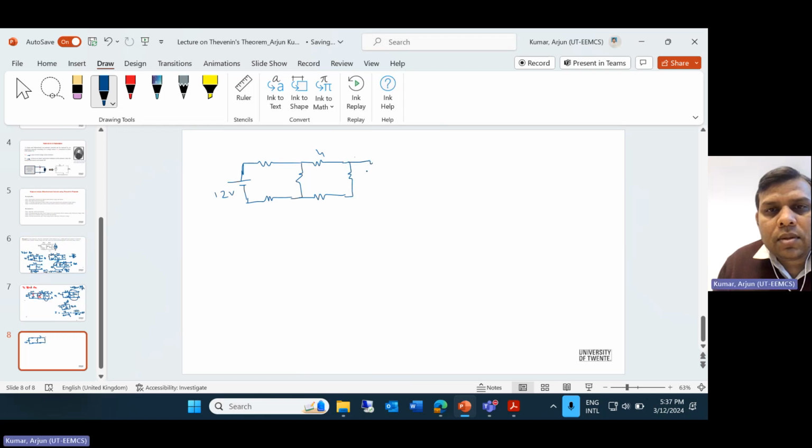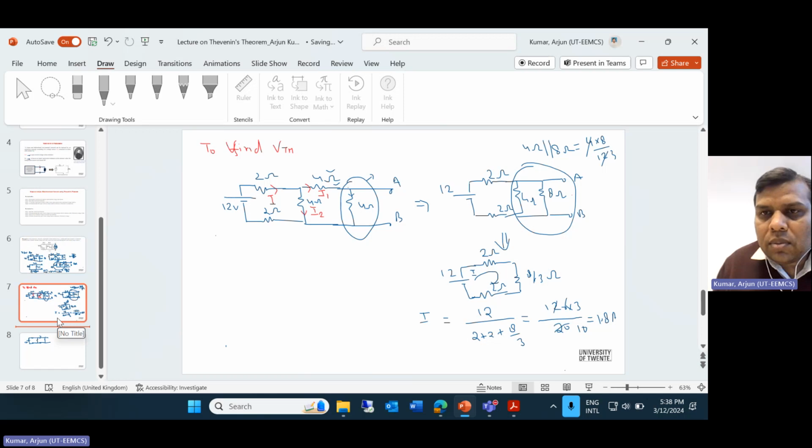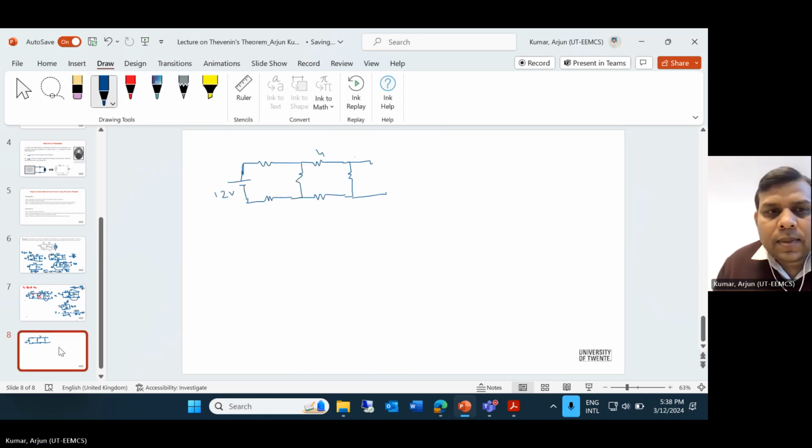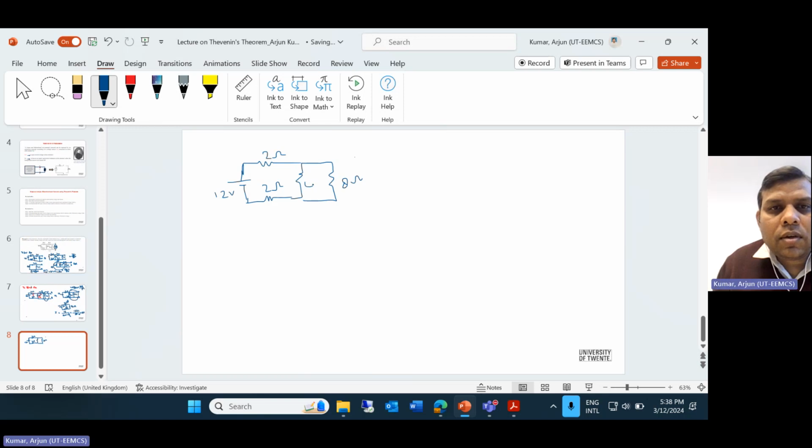Okay, so we have this. You see the circuit. Now you have the total current. Make this in that way, it will be easy. This is your 2 ohm and this is 2 ohm, and this will be the 8 ohm. Okay, so this is 4.